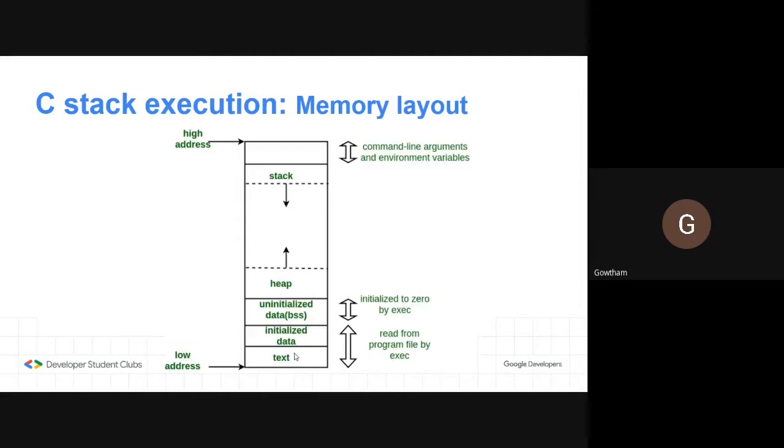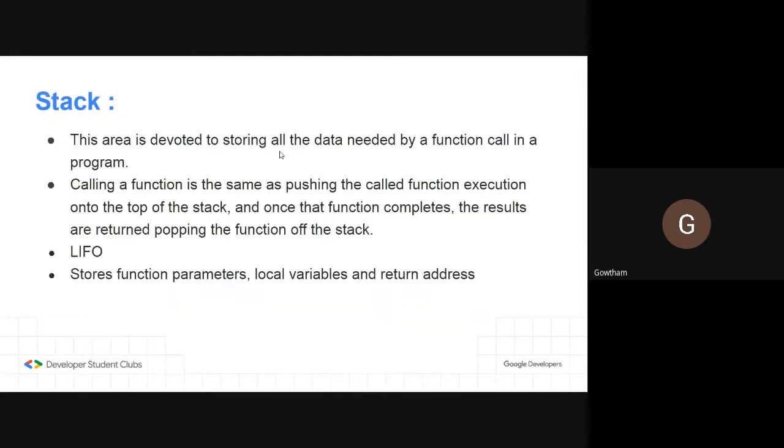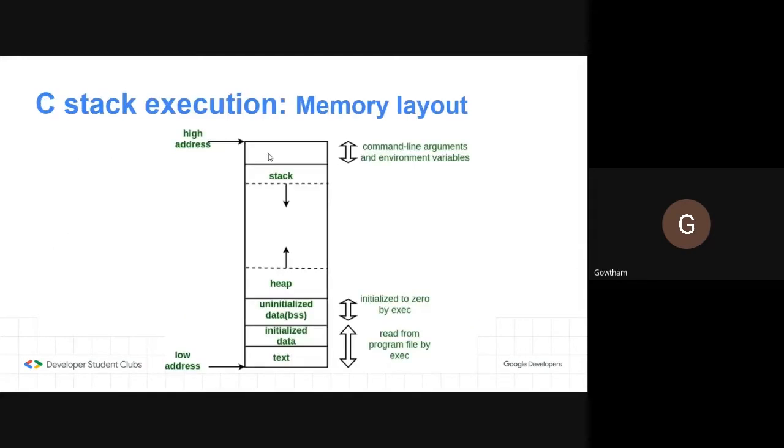So this is your code, your initialized data, and your uninitialized variables. Above that, you have heap. Heap is really big, so most of the space is occupied by heap, and above that we have stack. You can see here the heap expands from down to up, and stack grows from up to down. And above that you have global variables, which is also called kernel space.